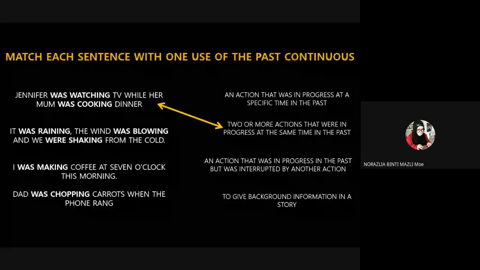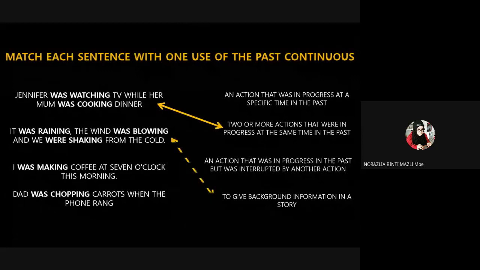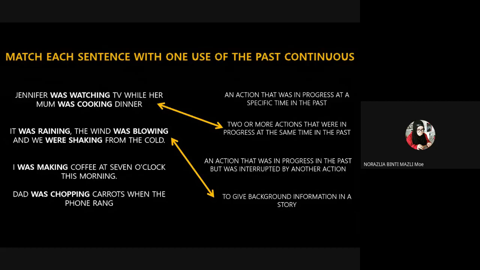Are you sure? Yes. Okay, then let's check ya. You are right. Okay, this time, you are right. To give background information. Apa benda tu? Sebab dia kata it was raining, the wind was blowing and we were shaking from the cold. Okay, so it's background information. Kalau dia kata interrupted, maksudnya biasanya dia akan pakai when. Something must have happened at that time.